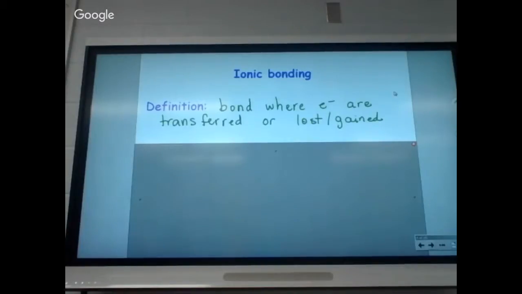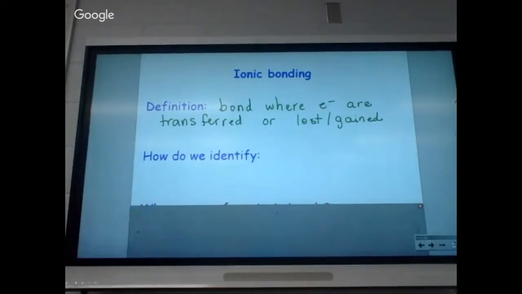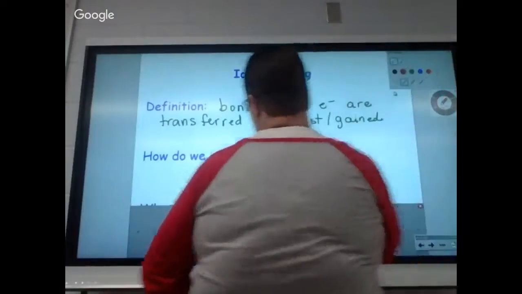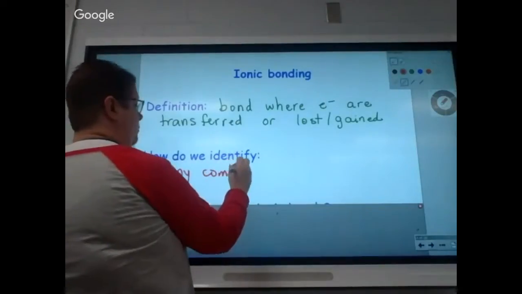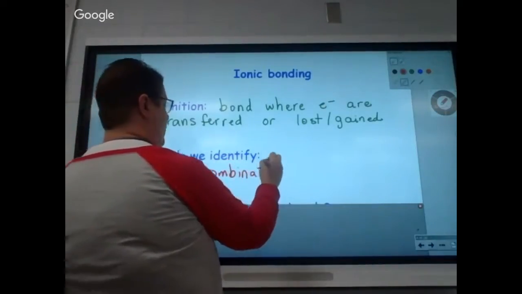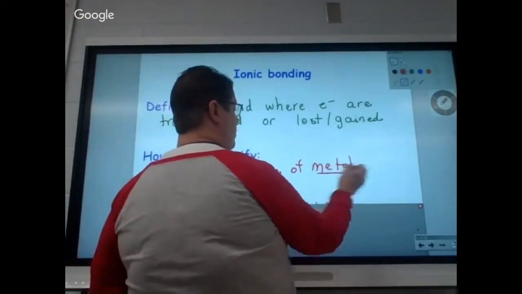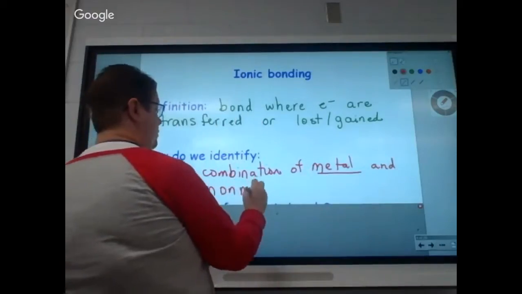Now, that's a really nice definition. Does anyone know how to find an ionic bond based on I have the electrons and I gave them to John? Or I'm sodium and I gave them to chlorine? No. So how are we going to be able to identify an ionic bond? Ionic bonds are any combination of a metal and a non-metal.